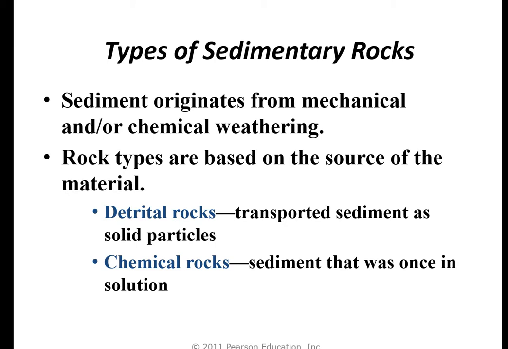Sediment originates from mechanical and/or chemical weathering, and the rock types are based on the source of the weathering material. First, we have detrital rocks. These are transported sediment as solid particles. And then we have chemical rocks, sediment that was once in a solution.